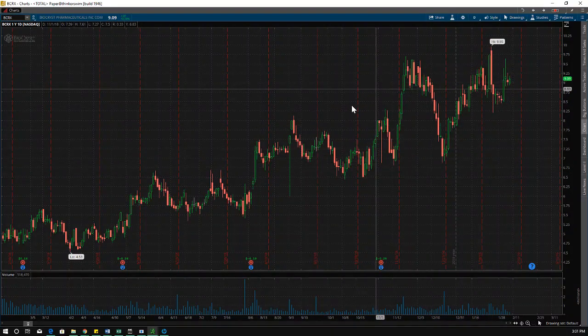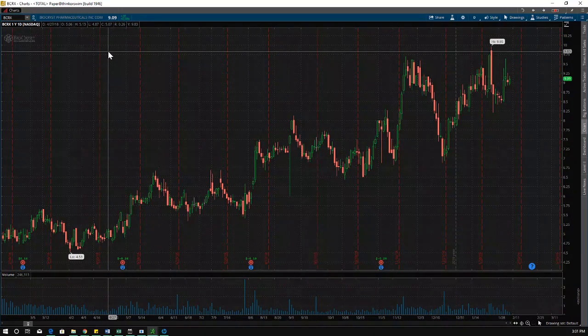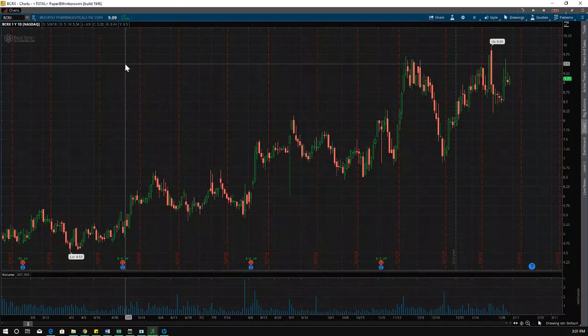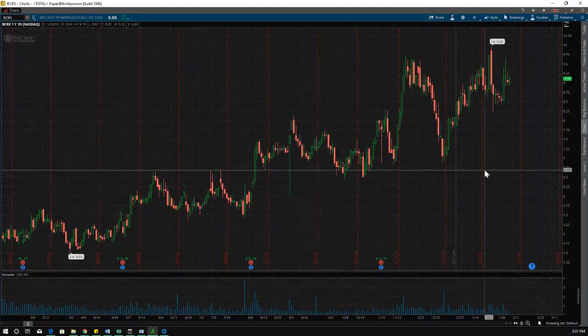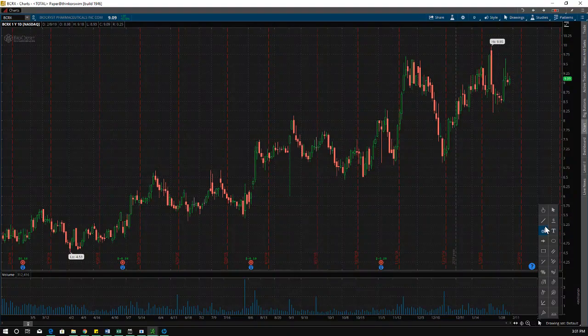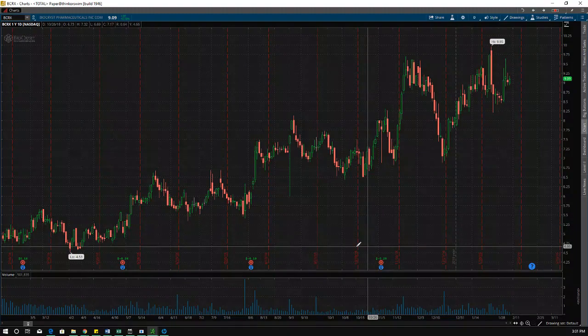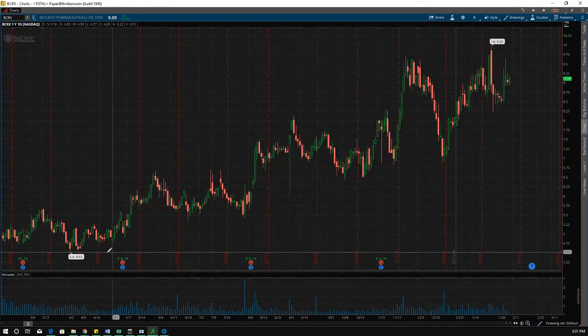So right now I have ticker symbol BCRX pulled up right here for BioCryst Pharmaceuticals, and this is the 1 year, 1 day chart. And I'm using my TD Ameritrade Thinkorswim platform. So what we're going to do to begin is we're going to scroll down here and find our drawing tools. And we're going to select our trend line tool right here, and we're going to draw our support line. So let's find the bottom right here.